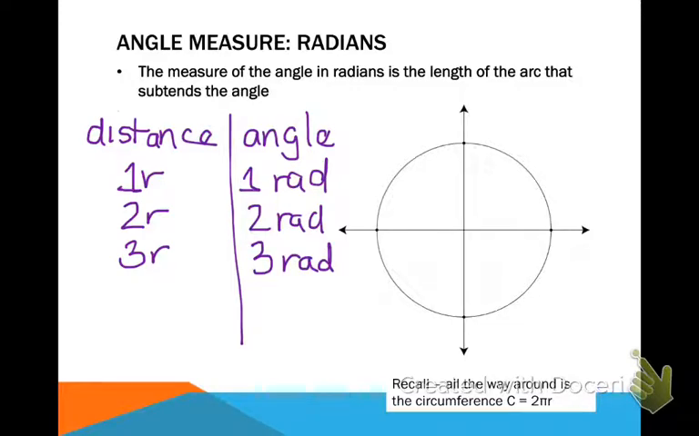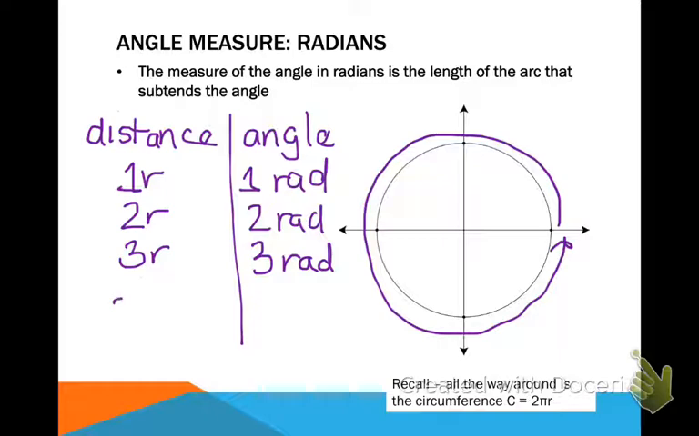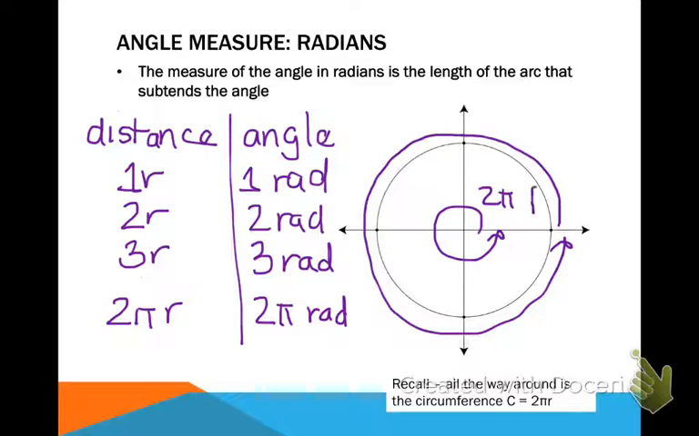So if we keep this up and we walk a distance all the way around the outside of the circle, how far is that? Well, remember that the circumference of a circle is 2 pi times the radius. So if we walk a distance of 2 pi times the radius, then we've created an angle of 2 pi radians. So 2 pi radians.